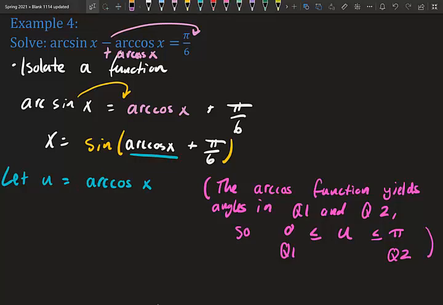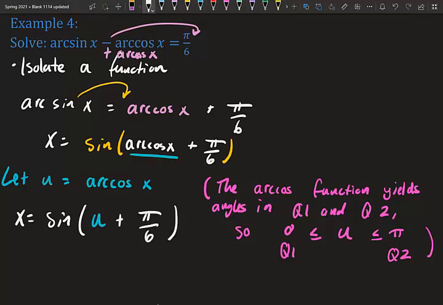Anytime we do u substitution, that's when we start to draw some things. But before we get to that, arc cosine, that function using CAST, yields angles in quadrant 1 and quadrant 2. So quadrant 1 is 0, and quadrant 2 is all the way to pi. So we're working between 0 and pi for our values. We said u is going to represent arc cosine. Let's switch it back. So we have x equals sine of arc cosine x, which we said is now u, plus pi over 6.